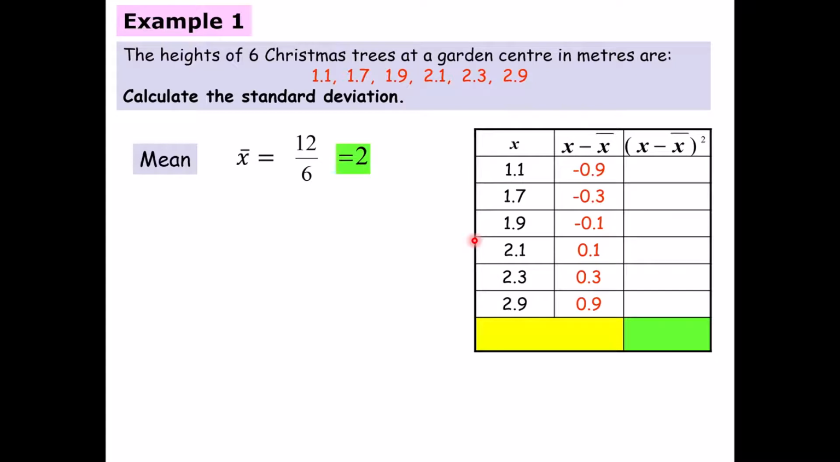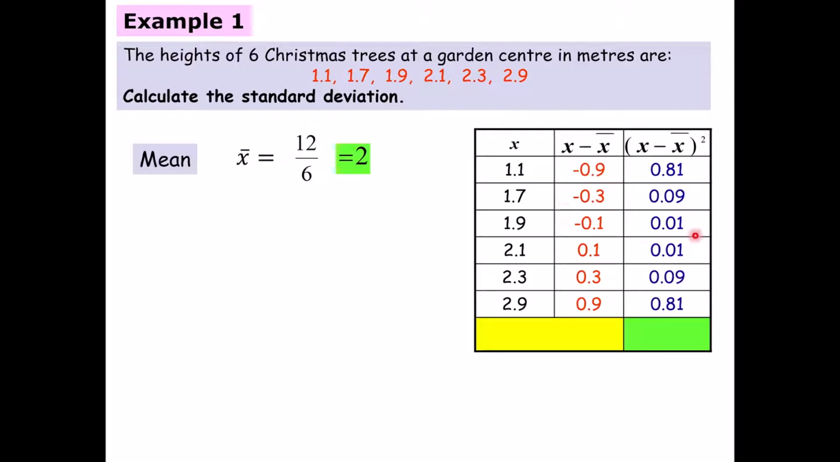Once we have done that, we've found the deviation, how much our x value differs from the mean. We now want to square each of these. So all we're going to do is take negative 0.9 and square it to get 0.81, negative 0.3 square it to get 0.09, negative 0.1 square it, and remember when you're squaring it, you're timesing it by itself. So negative 0.1 times negative 0.1 gives you 0.01. And then so on and so forth.